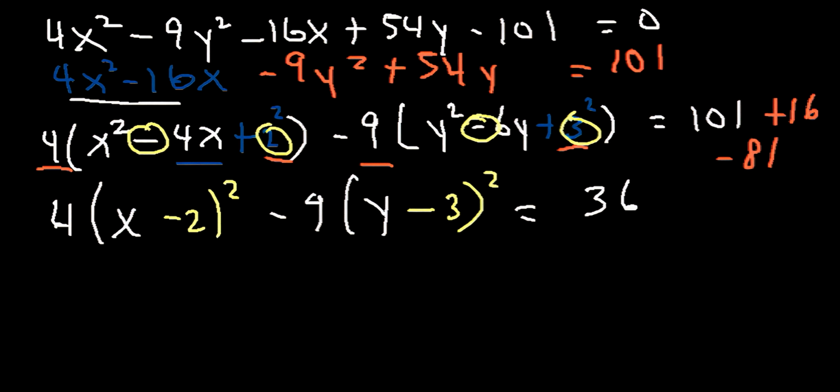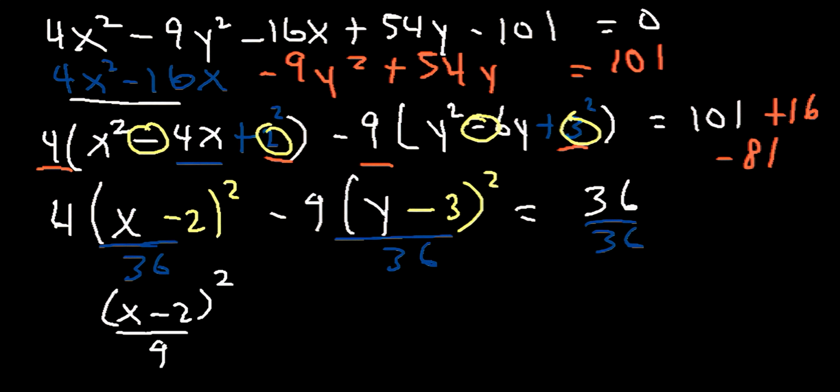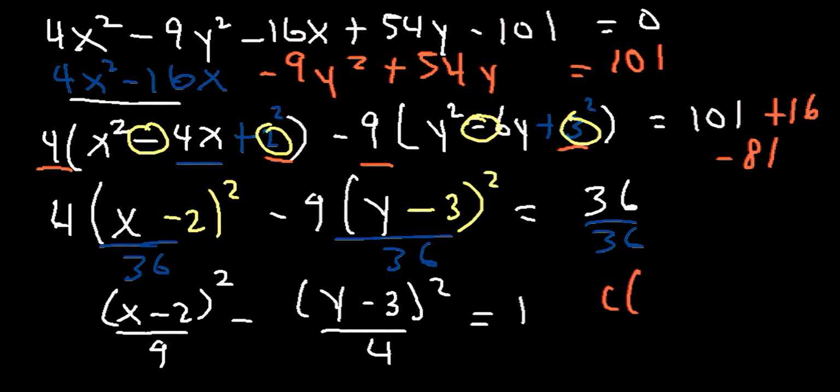Now we need the 36 to be a 1 for a hyperbola. So let's divide every term by 36. So if we divide it backwards, 36 divided by 4 is 9. And 36 divided by 9 is 4. And this we get 1. So the center for the hyperbola, it's 2 comma 3. Whatever is positive, that's a squared. And therefore this is b squared.